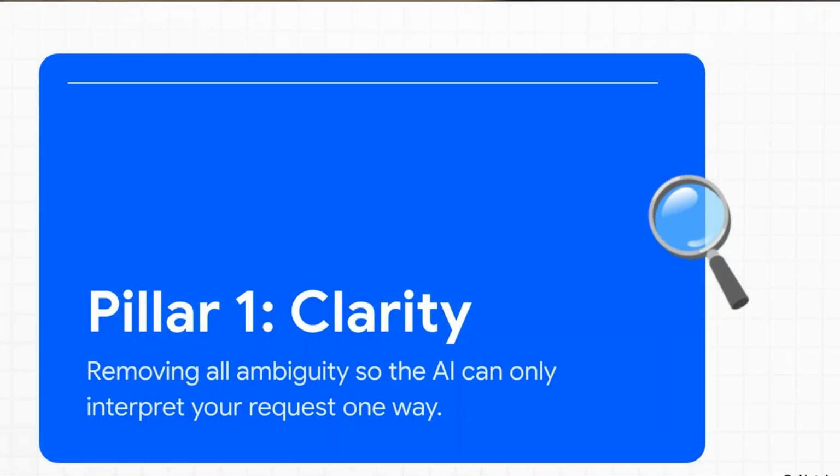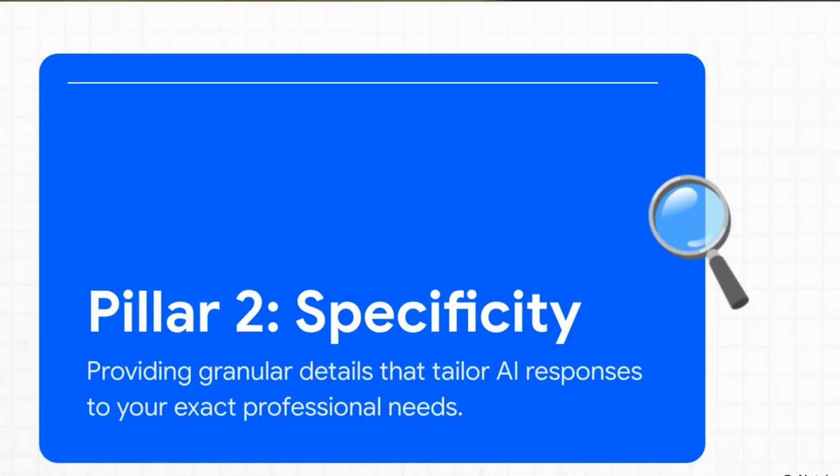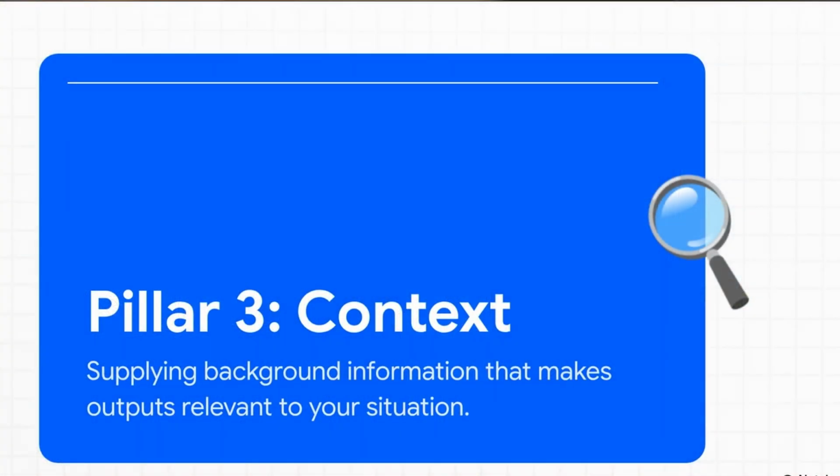So the first pillar is clarity, eliminating that interpretation guesswork. The second pillar is specificity. Give it granular requirements. The third pillar is context, so providing strategic background information that we talked about last module, and constraints.